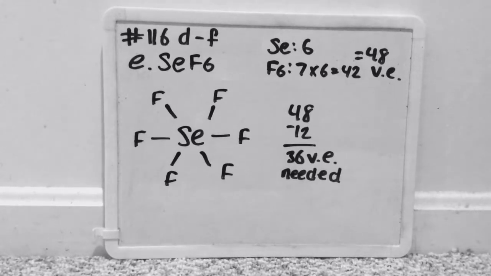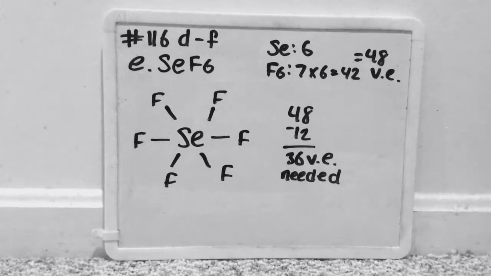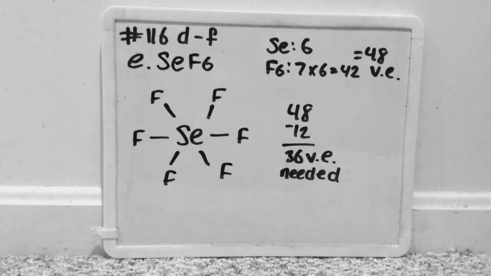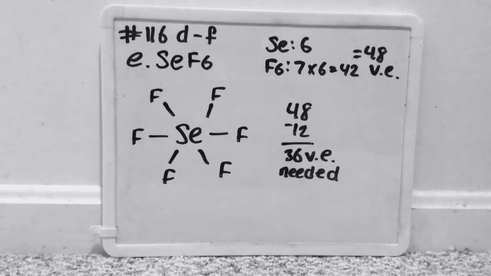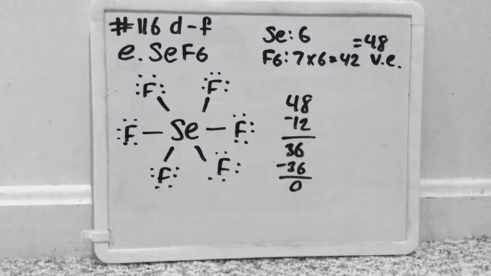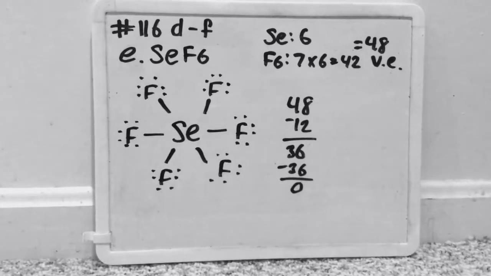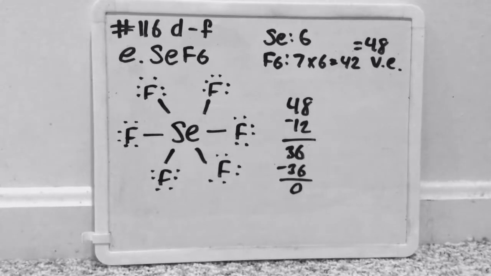We currently have 12 valence electrons out of the 48 needed in SeF6, and since each fluorine atom already has 2 electrons from each single bond, each one just needs 6 more. After drawing those, we now have 48 total valence electrons, which means SeF6 is stable. Now we can determine its polarity as well.